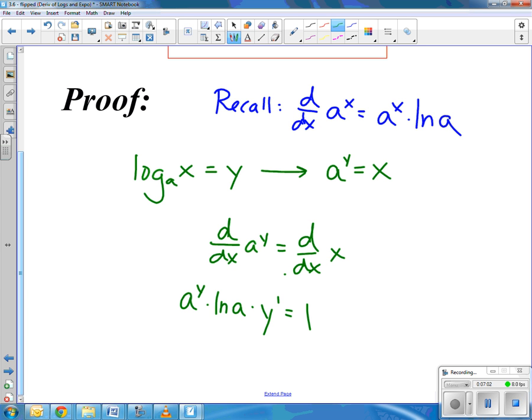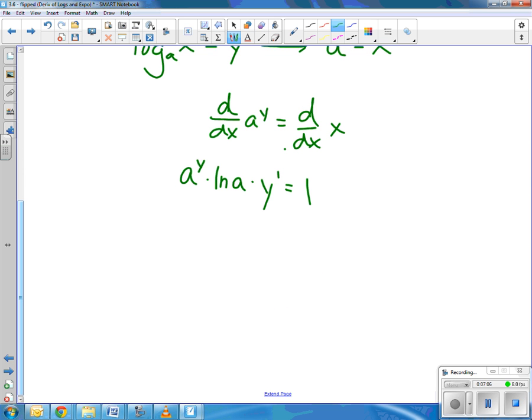Okay, so I'm going to solve this for y prime. Let me make a little more room here. All I really have to do is divide by a to the y times ln a, which is all one term, or all connected because they're multiplied. I'm going to do that on both sides. So I end up with y prime equals 1 over a to the y times ln a.